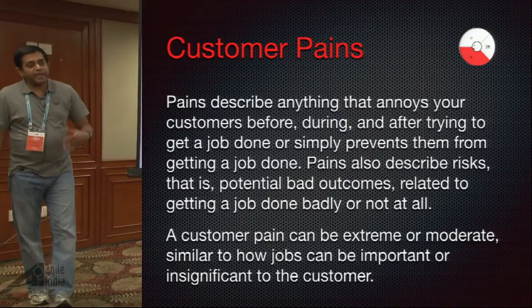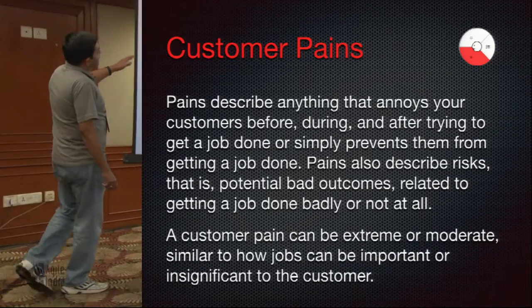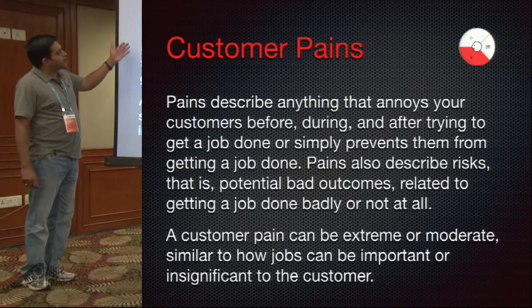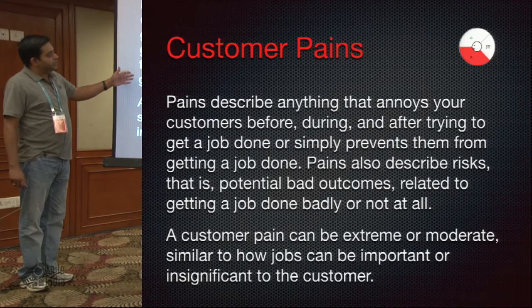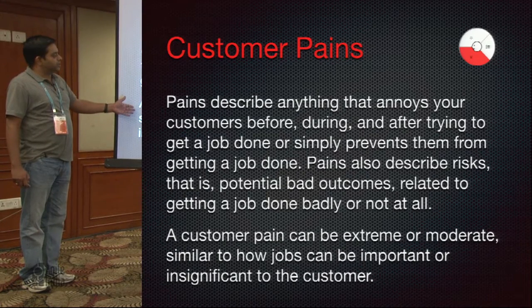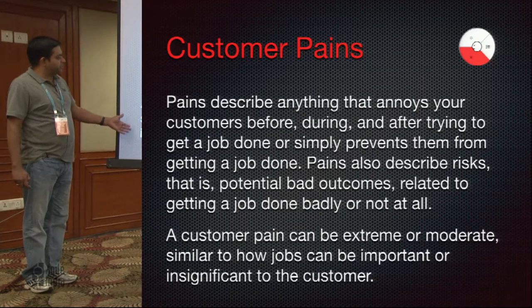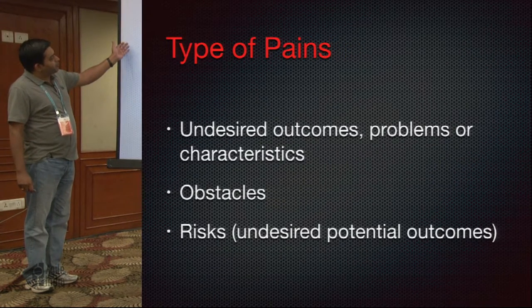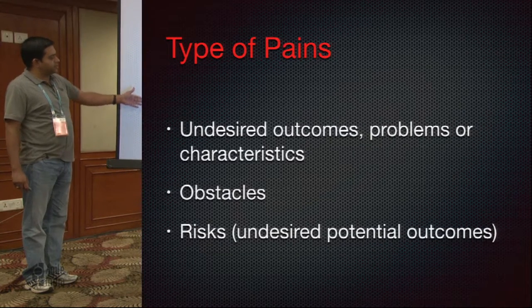Now let's look at the pains here, right? That's the second box. The pains describe anything that annoys your customers before, during, or after trying to get a job done, or simply prevents them from getting a job done. Pains also describe risk, that is, potential bad outcomes, and so on and so forth there. Now the risk itself can be extreme or moderate, similar to how the jobs can be important or insignificant there. And the types of pains could be undesired outcomes, problems, characteristics, obstacles, risks, and so on.